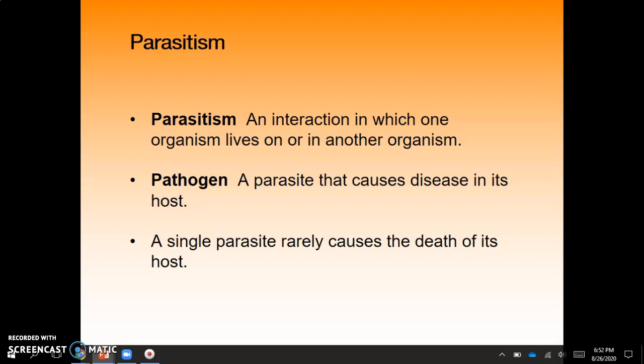And then a pathogen is when a parasite causes a disease in its host. So a single parasite rarely causes the death of its host unless the host is weakened or maybe has severe deficiencies. In terms of humans, if humans were to catch a parasite, depending on your vitality, that might contribute to whether or not your parasite would kill you or not.